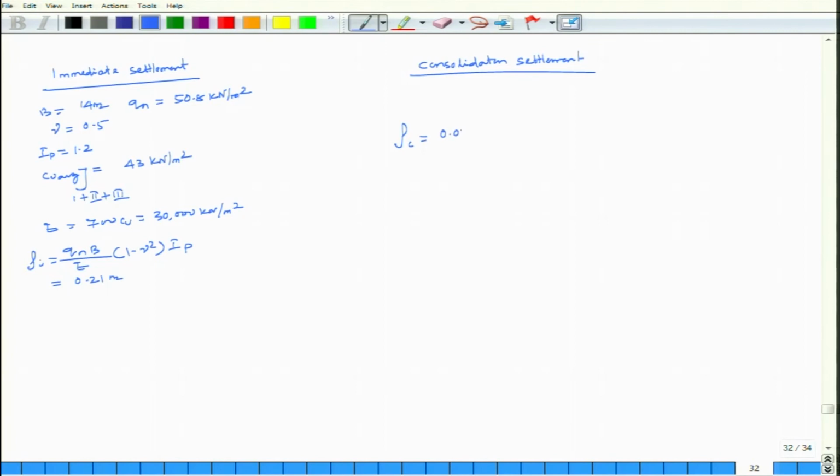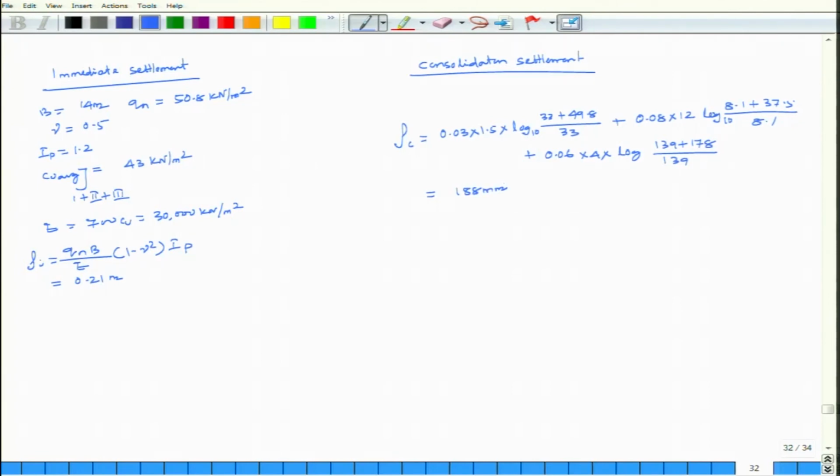So, it will be 0.03, it is for layer 1, 1.5 into log 10 of (33 plus 49.8) divided by 33, plus 0.08 into 12 log 10 of (8.1 plus 37.5) divided by 8.1, plus 0.06 into 4 into log of (139 plus 178) divided by 139, which is equal to 188 mm.